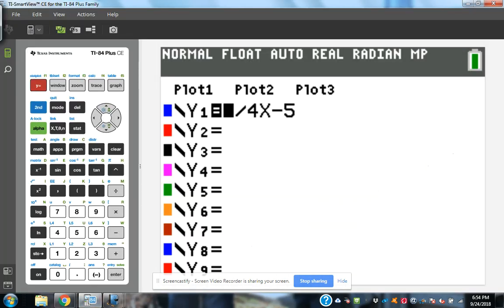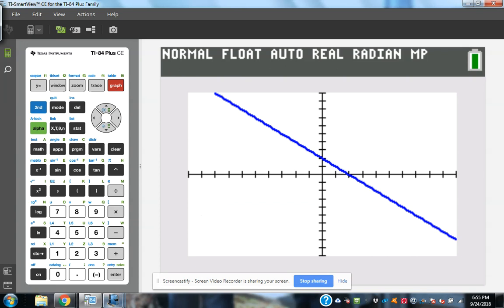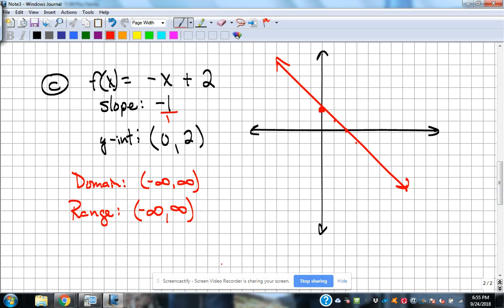Calculator, go to y equals -x plus 2. Looks a lot like the picture I drew. Did it right.